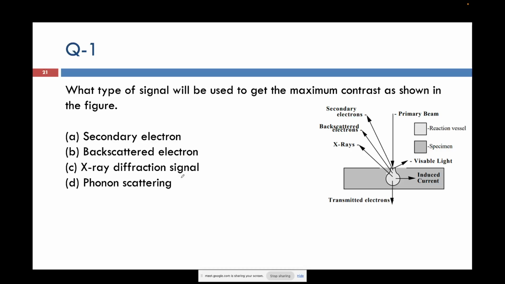Sir, B, sir. Yes, backscattered. So maximum contrast is generated in the backscattered electron. This is the correct answer because those kinds of contrast come from atomic mass difference, and this contrast is much higher than the contrast generated by secondary electrons.